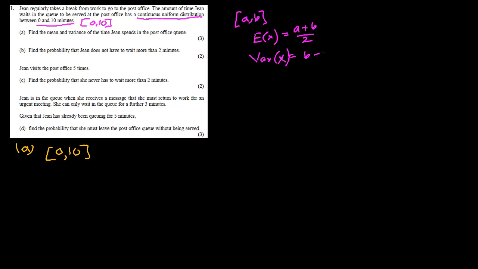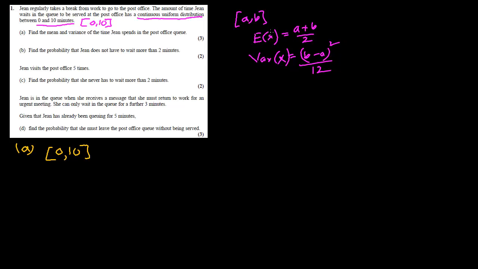So let's write this down first. We have to write the distribution. It is going to be 0 to 10. And we have to find the expected value, that means mean, and variance. Now the formula for mean and variance is this: if you have a distribution from A to B, then the expected value is A plus B by 2, and the variance is B minus A whole squared divided by 12.